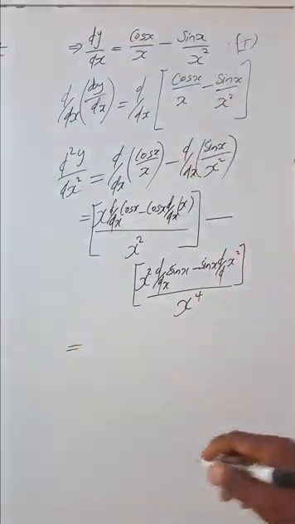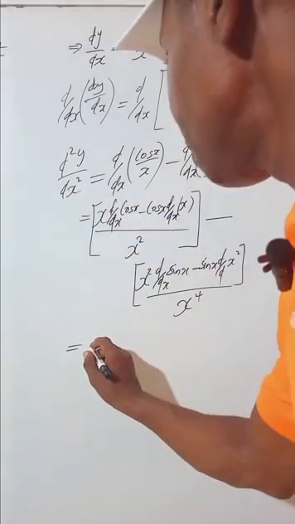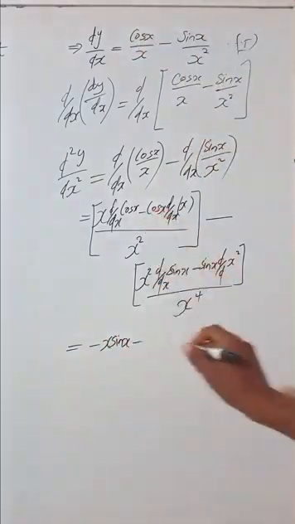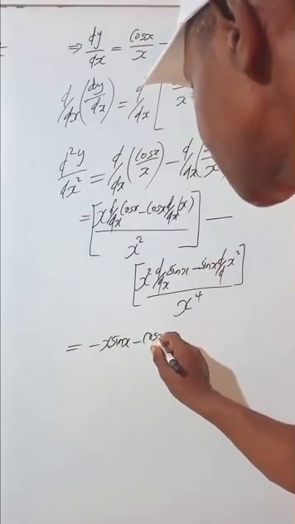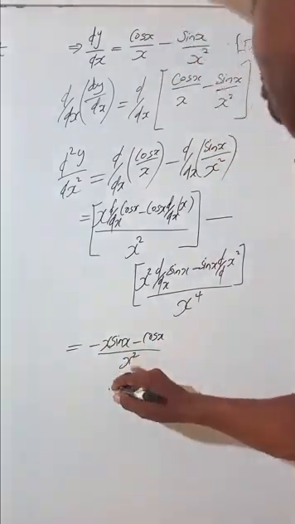So this equals: differentiating cos gives a negative sign, so it will be negative x sine x, then minus, differentiating x we get 1, so it will be minus cos x, divided by x squared. This is the first part of our differentiation.